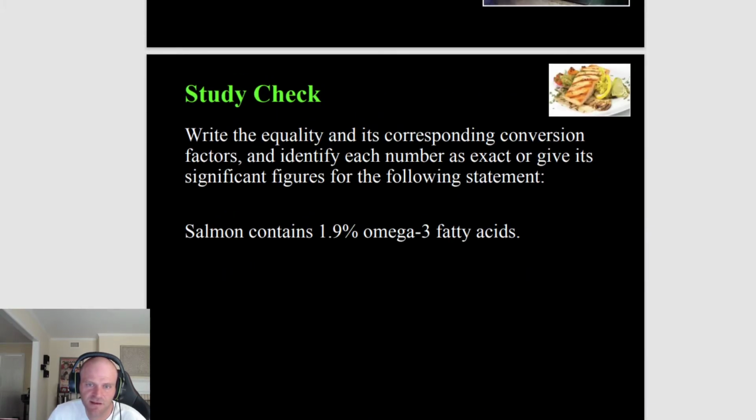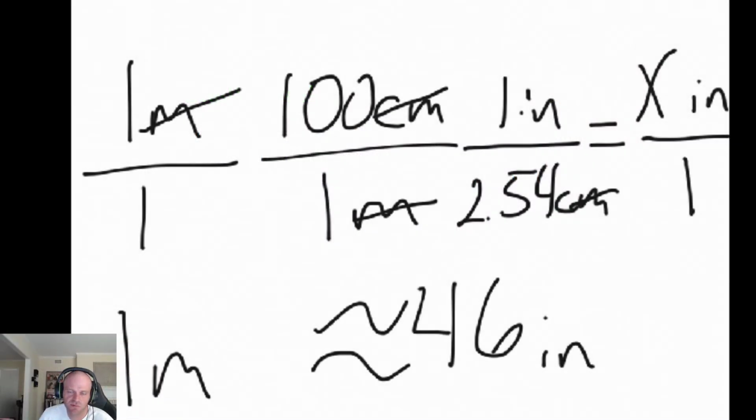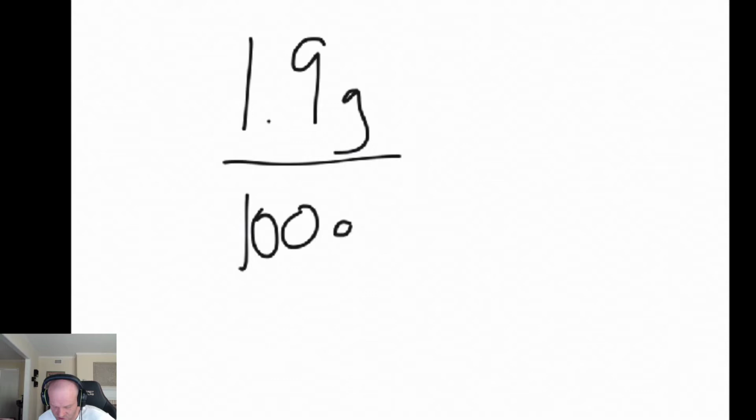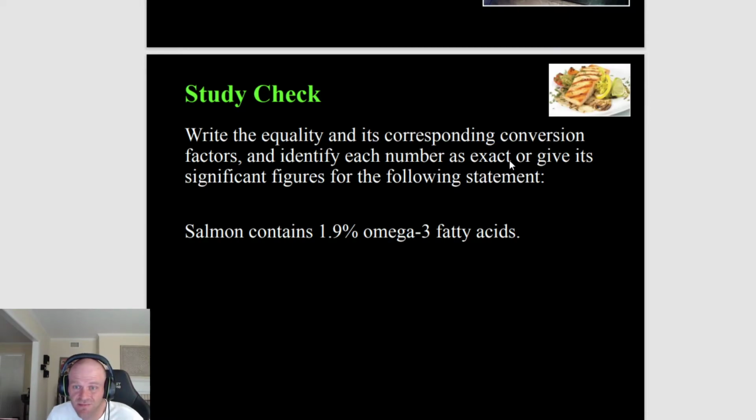I'm not a big fan of the percentage problems, but we'll do one. So 1.9%. I would just say 1.9 grams over 100 grams. So that takes care of my percent right there, and then whatever the units are. Salmon contains 1.9% omega fatty acids.